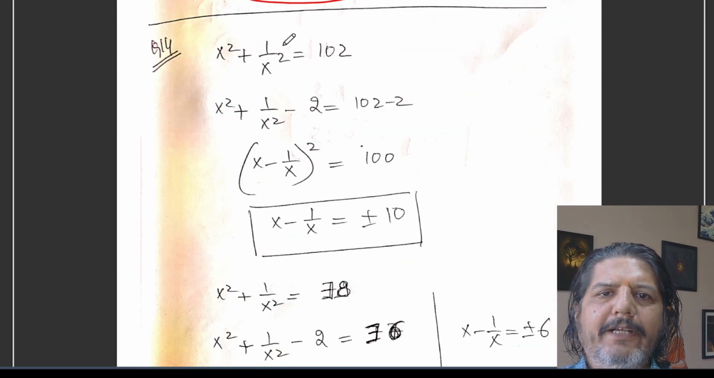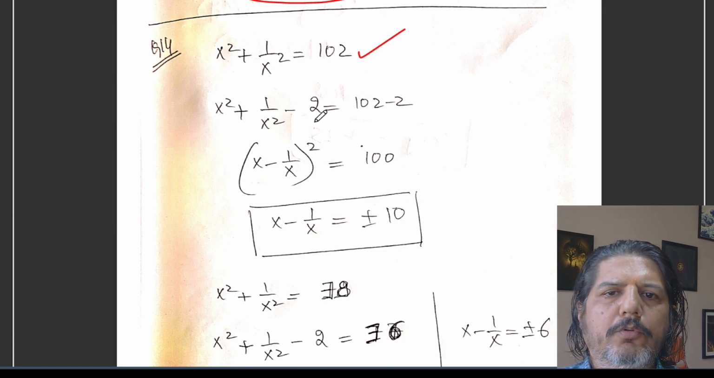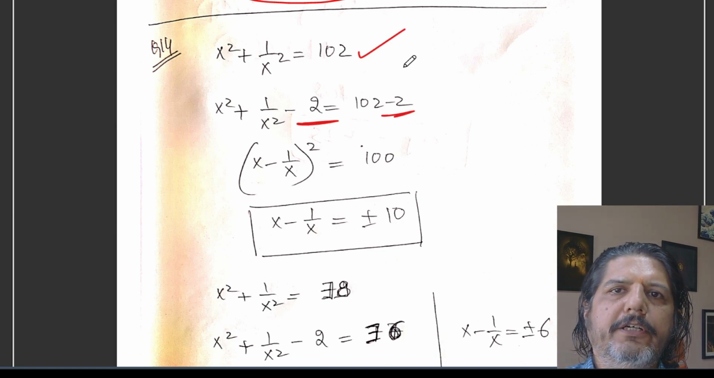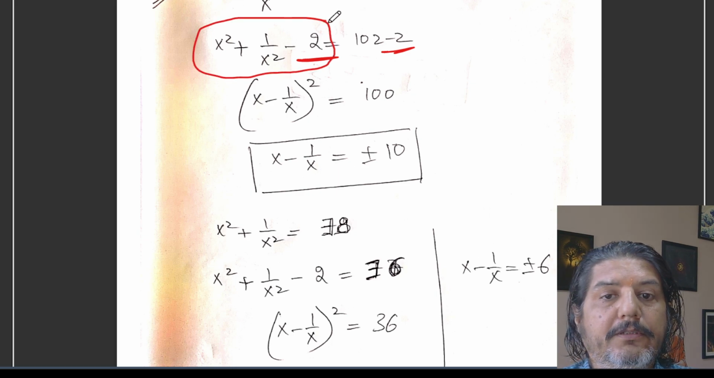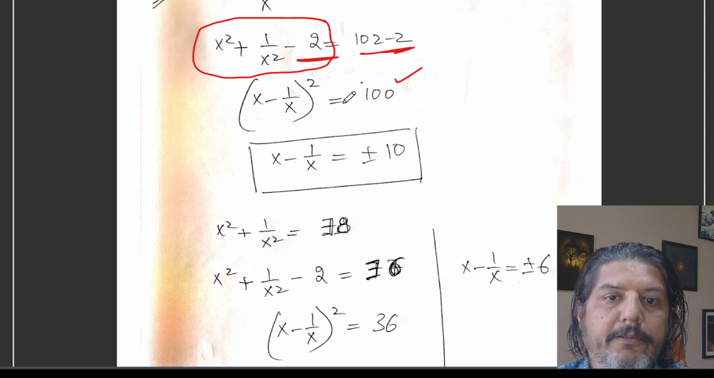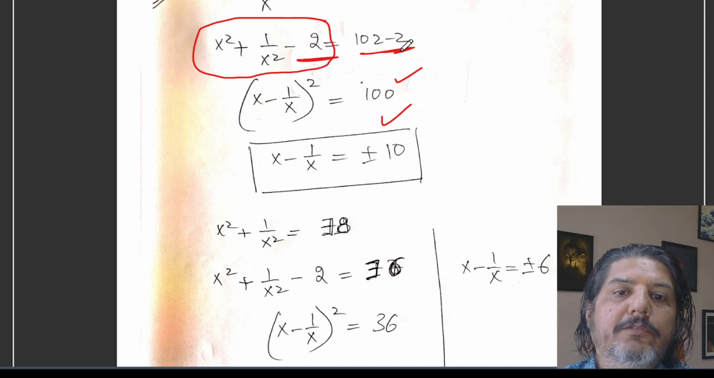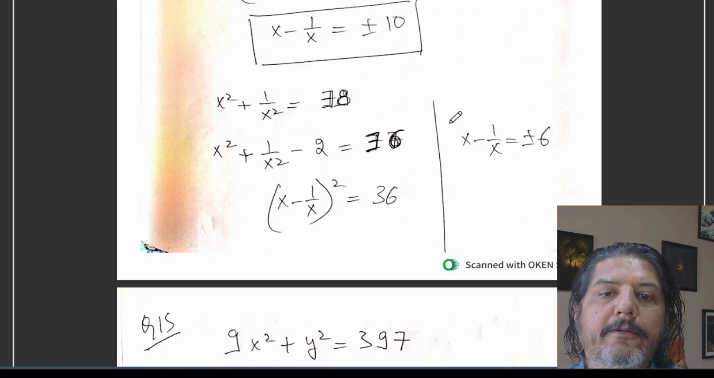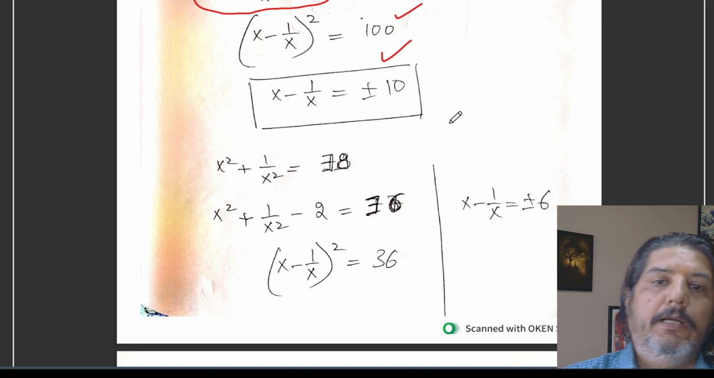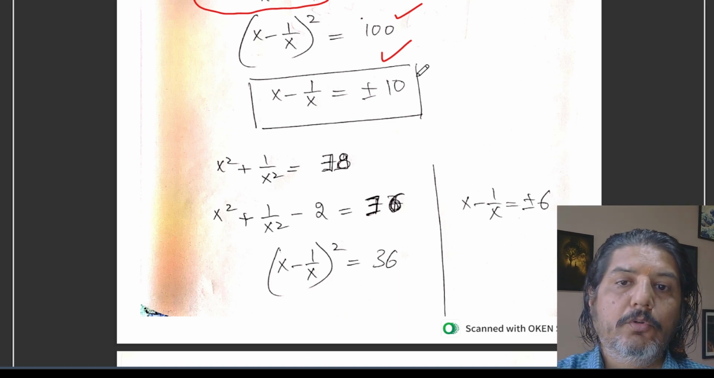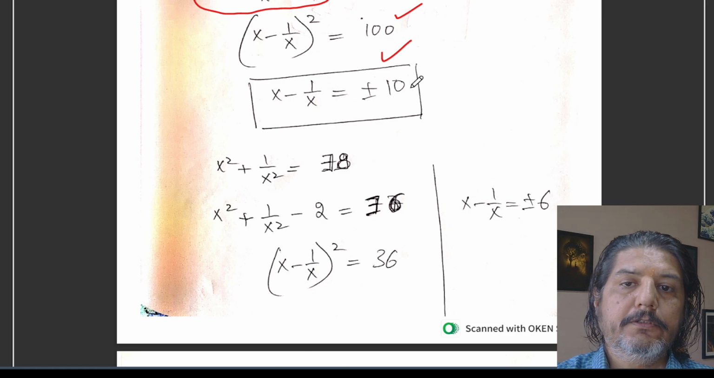So question number 14, x square plus 1 upon x square is equal to 102. I subtract 2 from both sides. Why do I subtract 2 on both sides? You will understand just in a minute. See, this becomes an expansion of x minus 1 upon x whole square. This is an expansion of x minus 1 upon x whole square. And this would be equal to 100. Therefore, x minus 1 upon x would be equal to plus minus 10. Now see, I have the value.